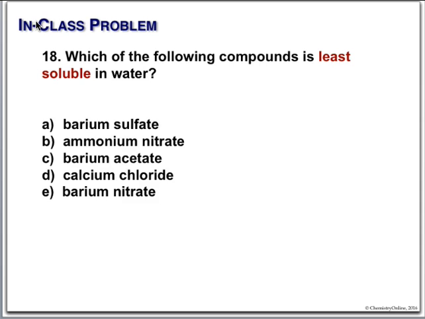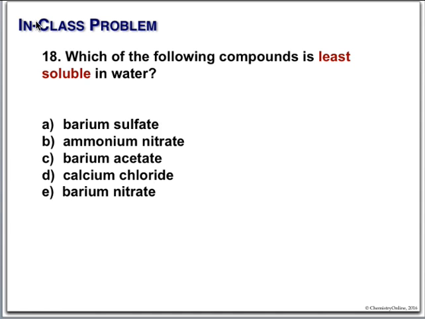All right, which of the following is least soluble in water? We've done this poor guy to death today, haven't we? Let's just look at our options. Ammonium nitrate. This is soluble for two reasons, right? Anytime you have an ammonium, anything, it's soluble, period. Anytime you have a nitrate, it's soluble. So this guy is really soluble.